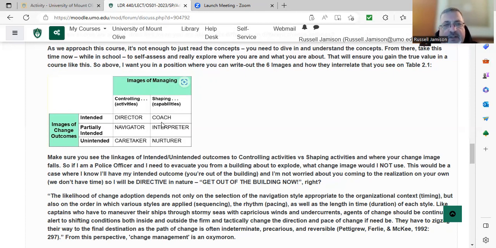In other words, director: I'm going to control your activities and I'm going to get what I'm after. I don't really care if you're on board or not. I'm going to make it happen. The most famous model for this is Kotter's 8-step model. We're going to learn Kotter.